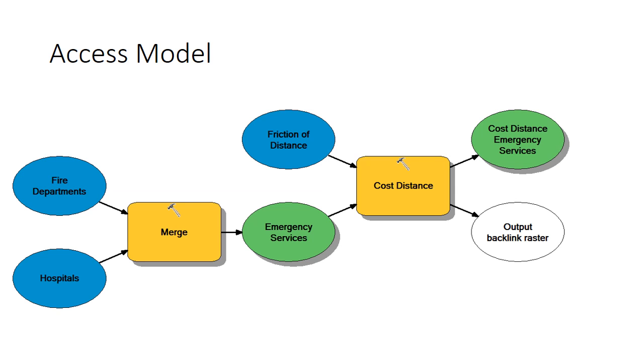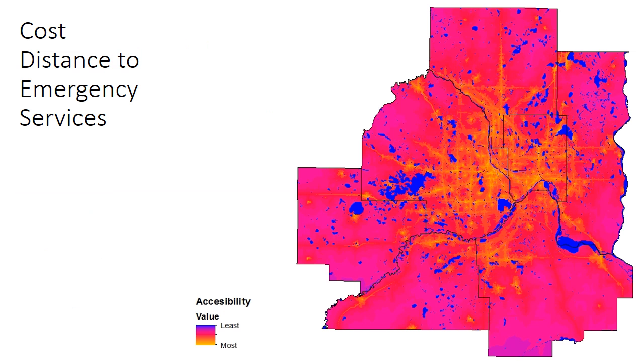So as I said, we used the concept of adaptive capacity and friction of distance to then develop our model for access to emergency services. And here is our model. You can see that we took into account locations of fire departments and hospitals to determine emergency services locations, and then looked at friction of distance to come up with the cost distance to emergency services. So basically, the relative ease of access to emergency services.